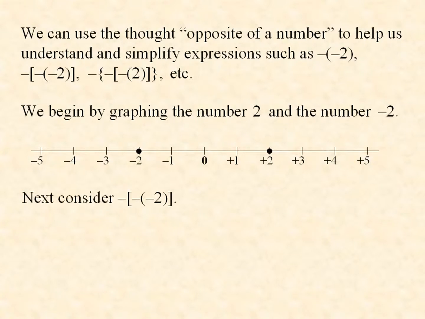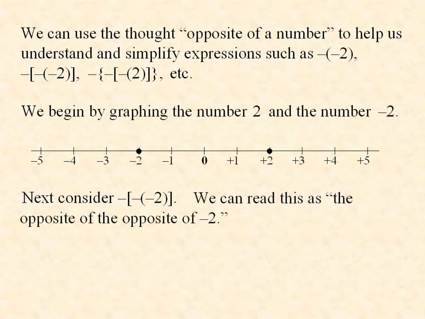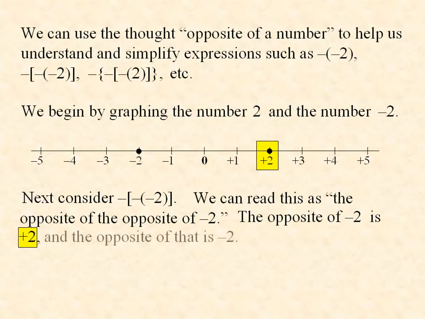Next, consider -(-(-2)). We can read this as the opposite of the opposite of -2. The opposite of -2 is +2. And the opposite of that is -2. So the opposite of the opposite of -2 is -2.